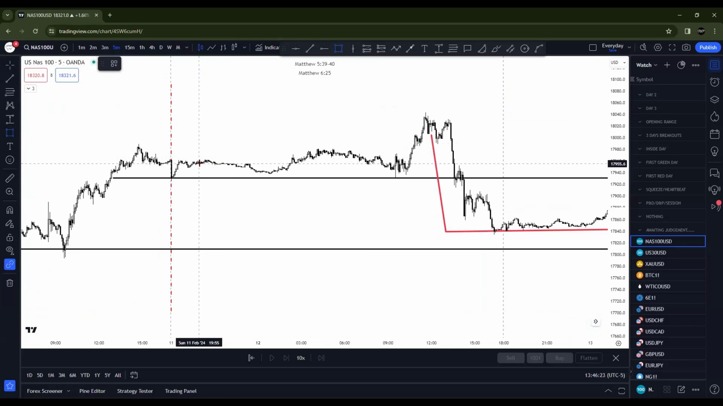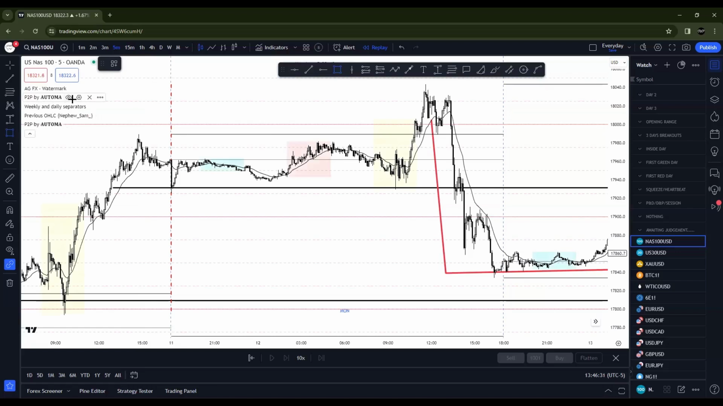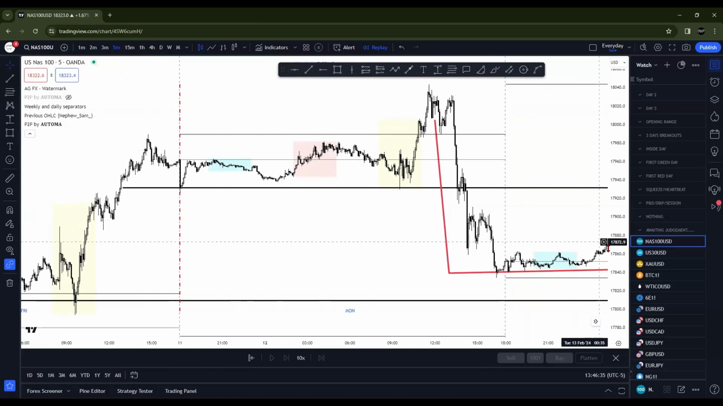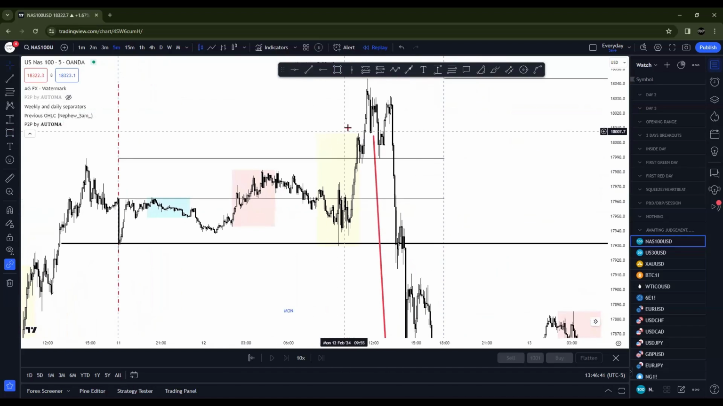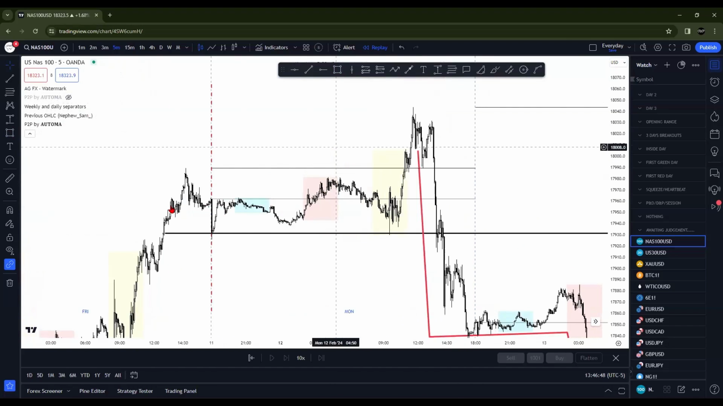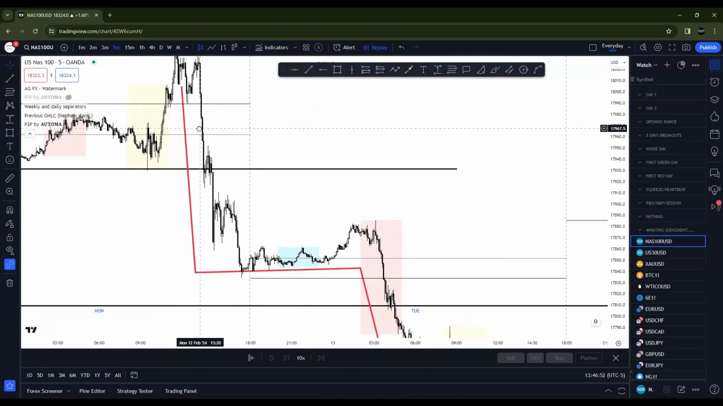So we've got the Asian session over here. Let's get rid of that because I'm not going to confuse you all. There's the Asian range. You can see the 3 legs up. They came out of the Asian range, push 1, push 2, push 3 to the high. It got real choppy in level 3 and reversed. 3 legs in level 3, first red day. Then we come to the next day.